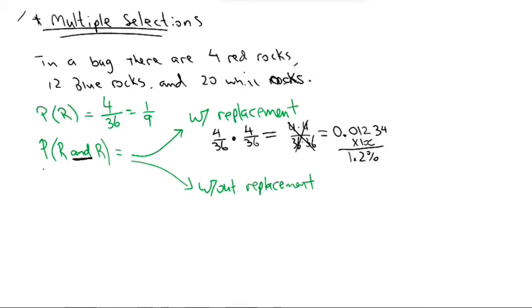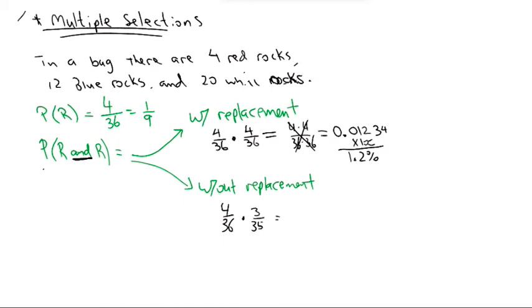Without replacement works this way. Remember, you select the red rock, you set it down off to the side. So what's the probability of the first one being red? 4 out of 36. Times, now remember, that red rock is not in the bag anymore. 3 out of 35, because you removed a rock and it happened to be red.